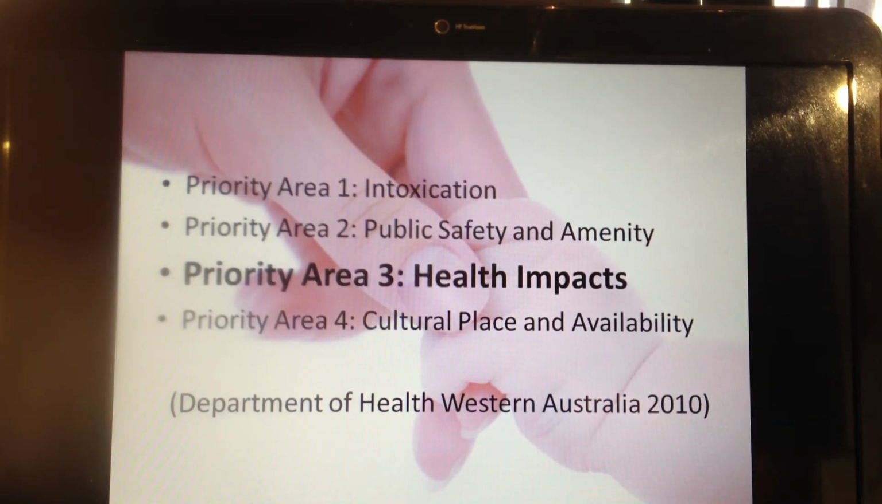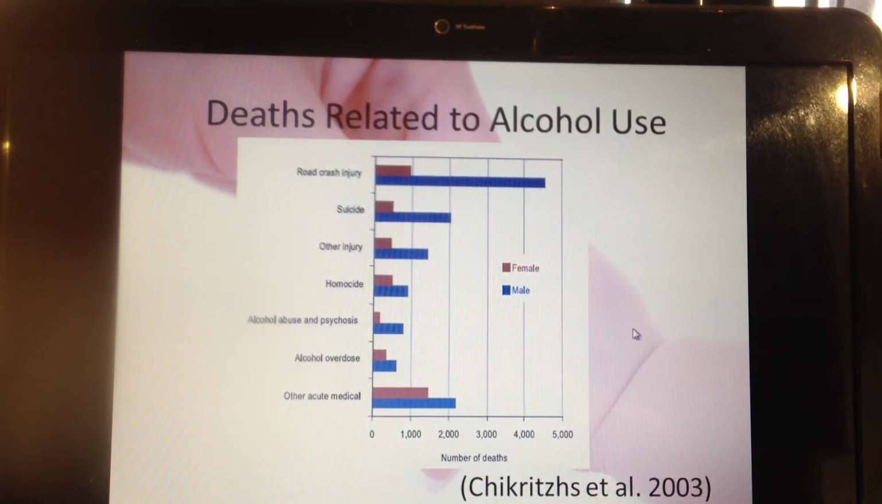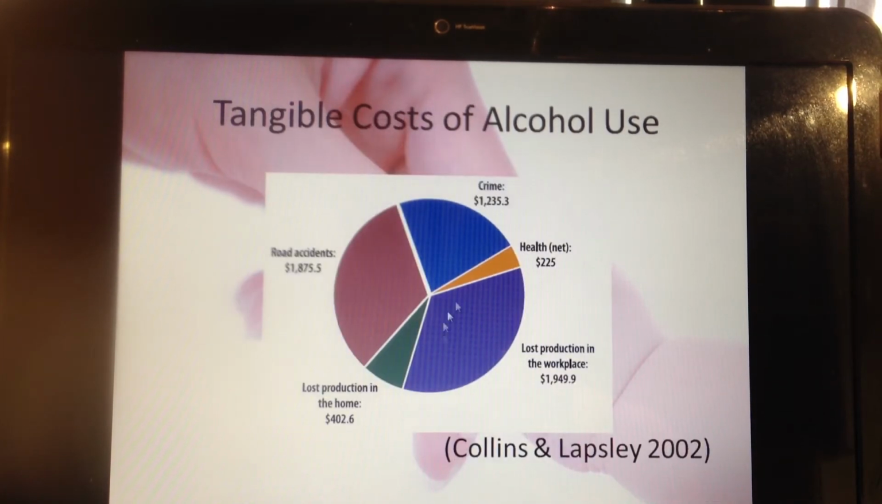The national government has prioritised 4 areas involving alcohol consumption according to the National Alcohol Strategy. So FAS fits into the health impact, priority area 3. These priorities were formed upon the data gathered regarding deaths related to alcohol use and also tangible costs of alcohol use. As you can see, the tangible cost of health-related issues is the lowest of all the indicators.